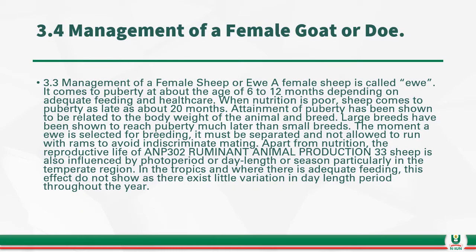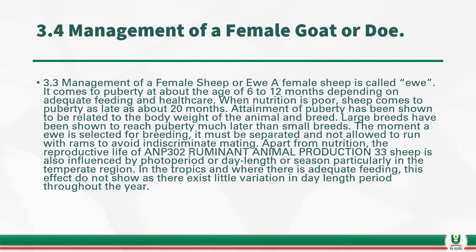Management of female goats or doe. Management of a female goat or even a female sheep takes place starting from the puberty at the age of 6 or 12 months, depending on adequate feeding and healthcare. When nutrition is poor, sheep comes to puberty as late as about 20 months.